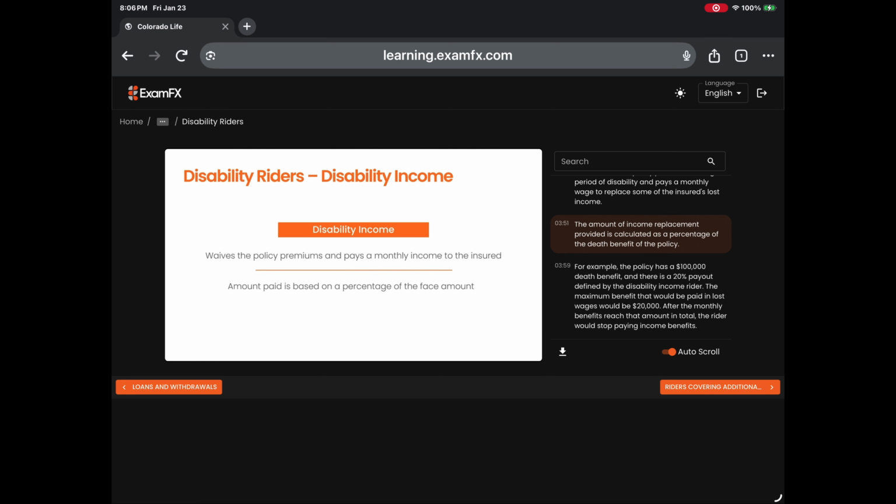The amount of income replacement provided is calculated as a percentage of the death benefit of the policy. For example, the policy has a $100,000 death benefit, and there is a 20% payout defined by the disability income rider. The maximum benefit that will be paid in lost wages would be $20,000. After the monthly benefits reach that amount in total, the rider would stop paying income benefits.